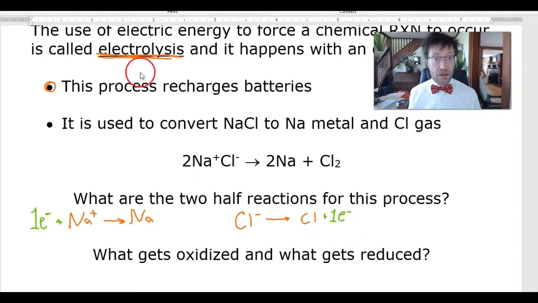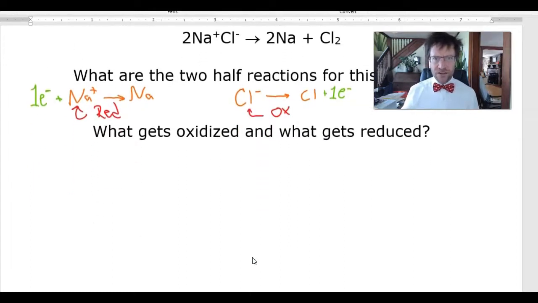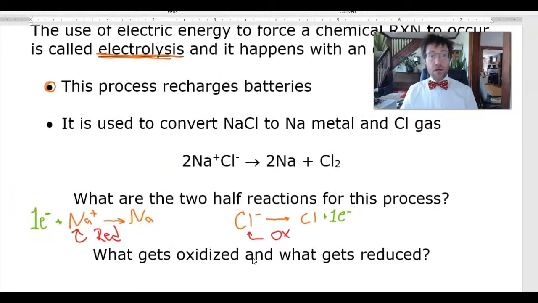Does that make sense? So who gets oxidized? Who gets reduced? There you go. Leo says Ger, losing electrons: Leo. This is oxidation. This is reduction. Now remember, it's always the reactants that get oxidized or reduced. It's never the products. So that's another major use for electrolysis: it's how we produce metals.